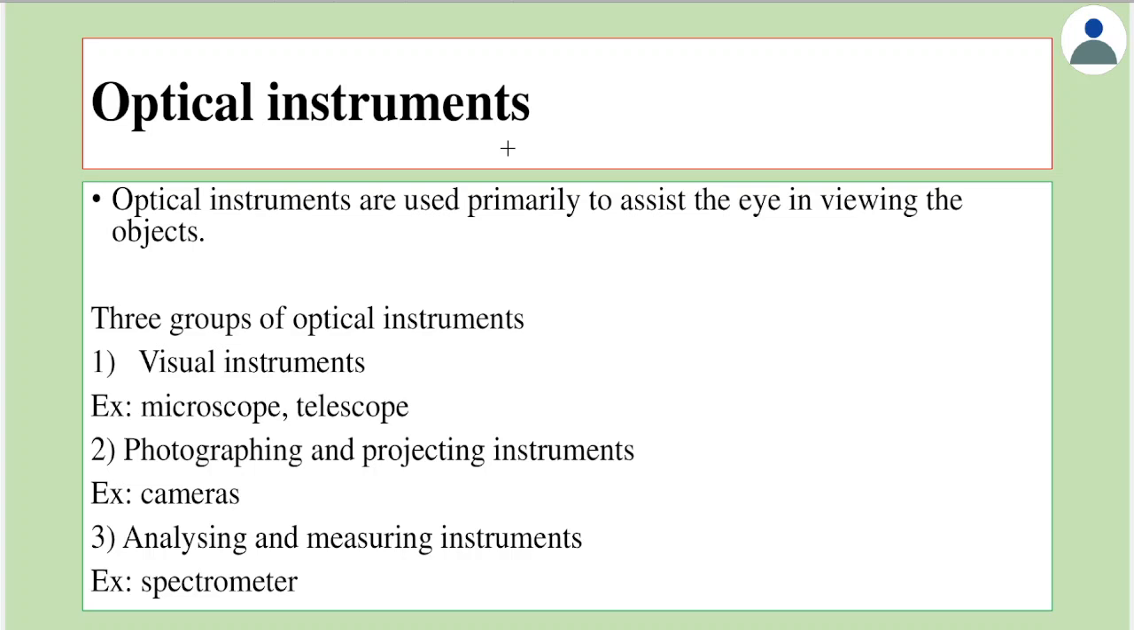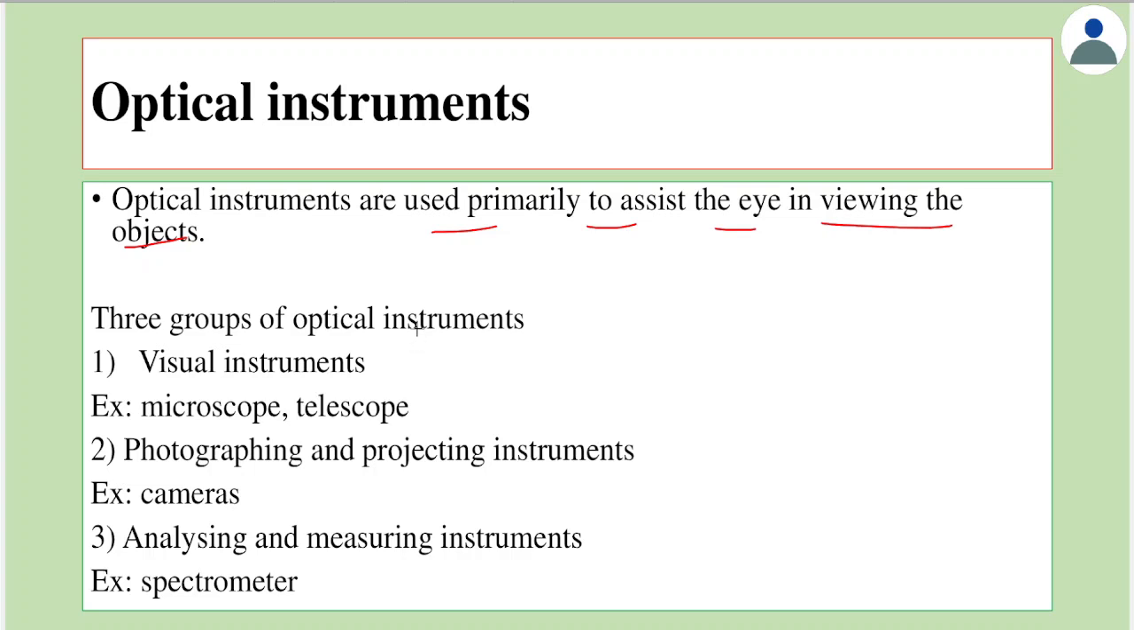Hello everyone, let's study about the optical instruments. Optical instruments are used primarily to assist the eye in viewing the objects. Now, basically, these optical instruments would help us to get a better view of the object.